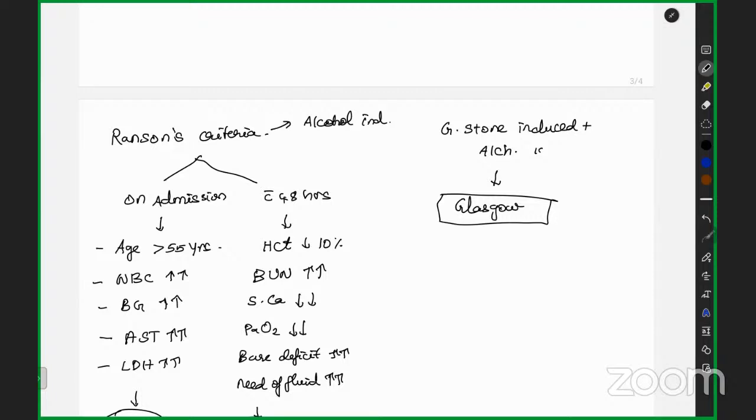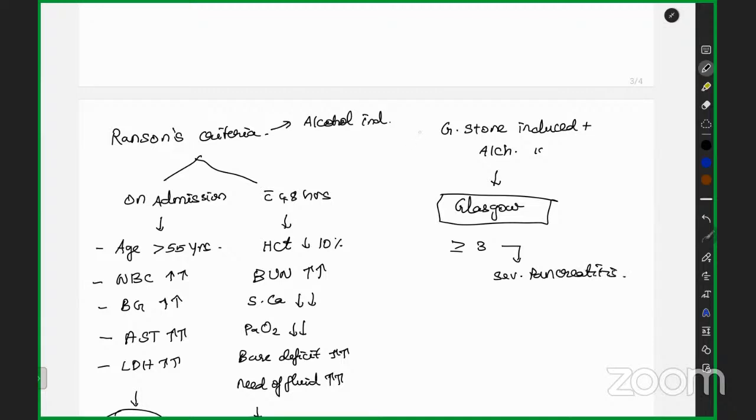Now coming to the Glasgow criteria, it is used to grade the severity of pancreatitis when it is gallstone induced as well as alcohol induced. In this, don't read the full criteria. What you have to remember is when the score is more than or equal to 3, that indicates severe pancreatitis.